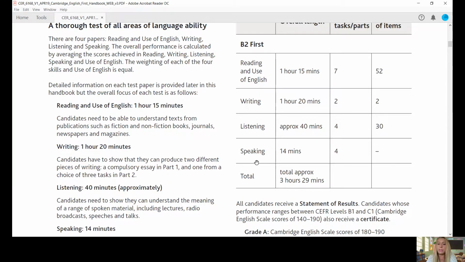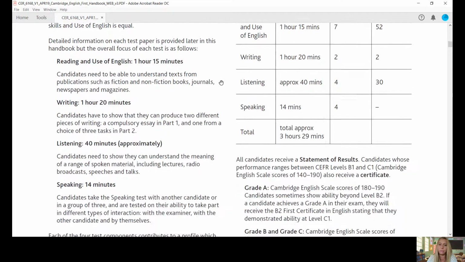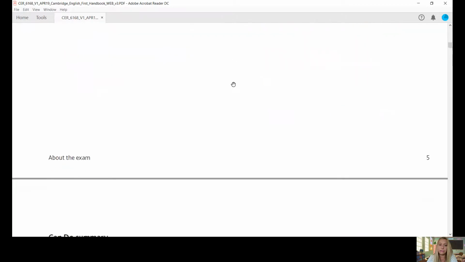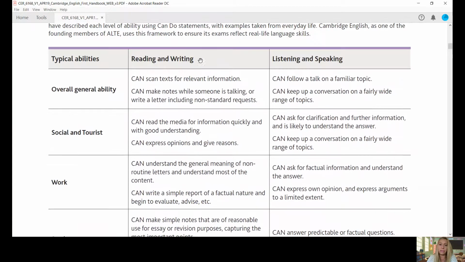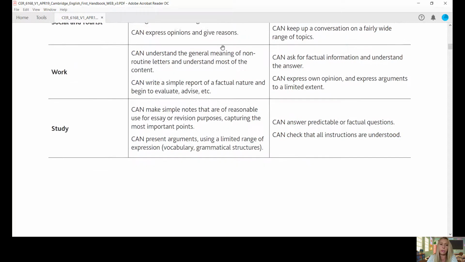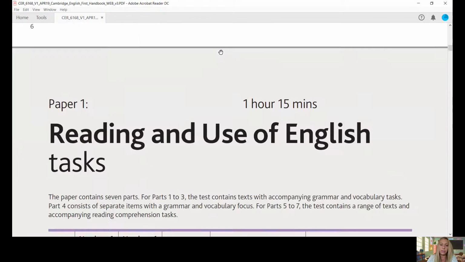The writing, the listening and the speaking. The writing is 1 hour and 20 minutes for 2 parts. The listening is about 40 minutes for 4 parts, and the speaking is 14 minutes. But we will look at these a little later. Today, I want to concentrate on the reading and use of English. This is just a bit of information about what you need to be focusing on. It's a little more detailed, so I will leave you to read that yourselves.